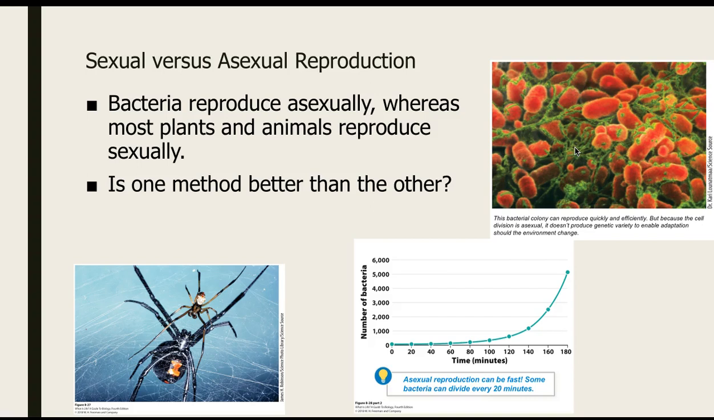It's kind of like buying a lottery ticket. You know, the more tickets you buy, the more likely that one of them you have is a winner, and that's kind of like sexual reproduction. On the other hand, there's a lot of costs involved in sexual reproduction.